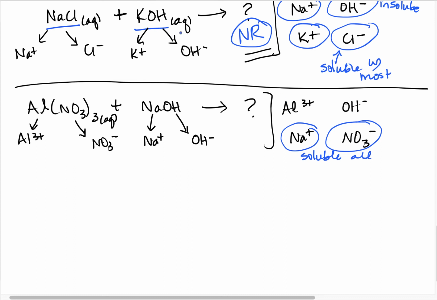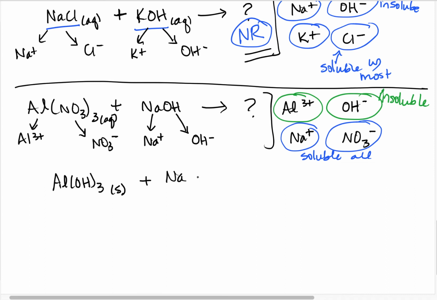But I don't have any special rules covering aluminum. And I know that hydroxide is insoluble with most things. So I'm going to conclude that the aluminum hydroxide will form an insoluble compound. So what kind of compound will it make? Well, hydroxide has a -1 charge and aluminum has a +3 charge. So that means we're going to need 3 of those hydroxides. And this will be insoluble.